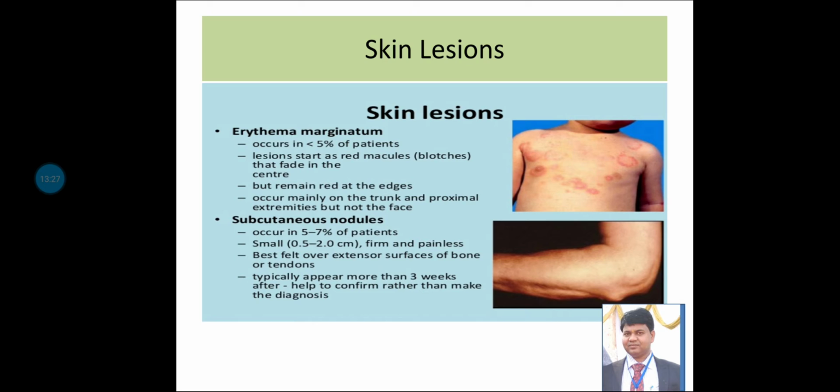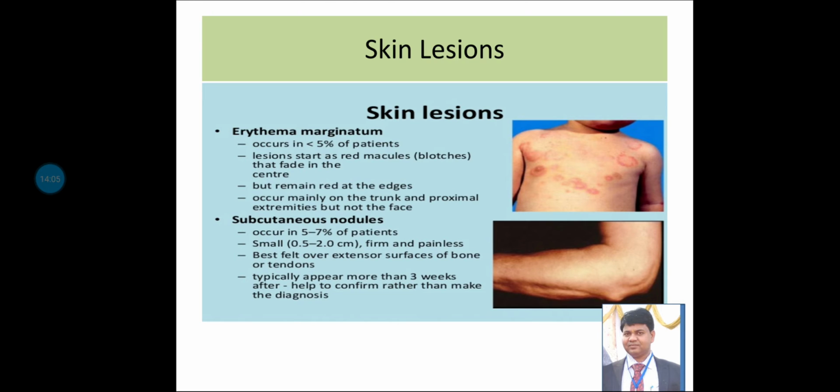Now coming to the skin lesions, there are two important types of skin lesions seen in rheumatic fever. One is erythema marginatum, which occurs in less than 5% of patients. Lesions start as red macules that fade in the center but remain red at the edges and occur mainly on the trunk and proximal extremities but not the face. Because of the redness on the margins, it is called erythema marginatum.